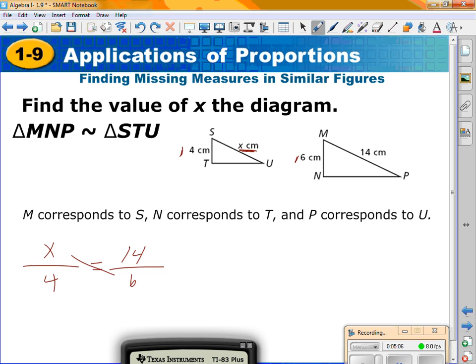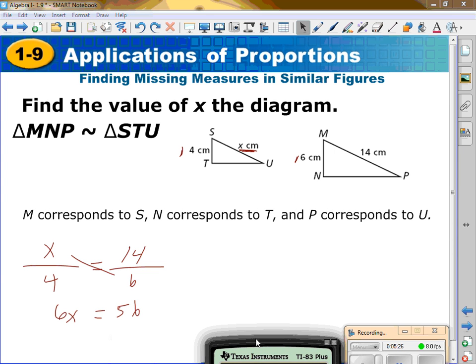Cross products, cross multiply. What's 6 times x? 6x. Without a calculator, 4 times 14. What's 4 times 10? 40. What's 4 times 4? 16. Put it together. 56. What's my next step? Divide by 6.